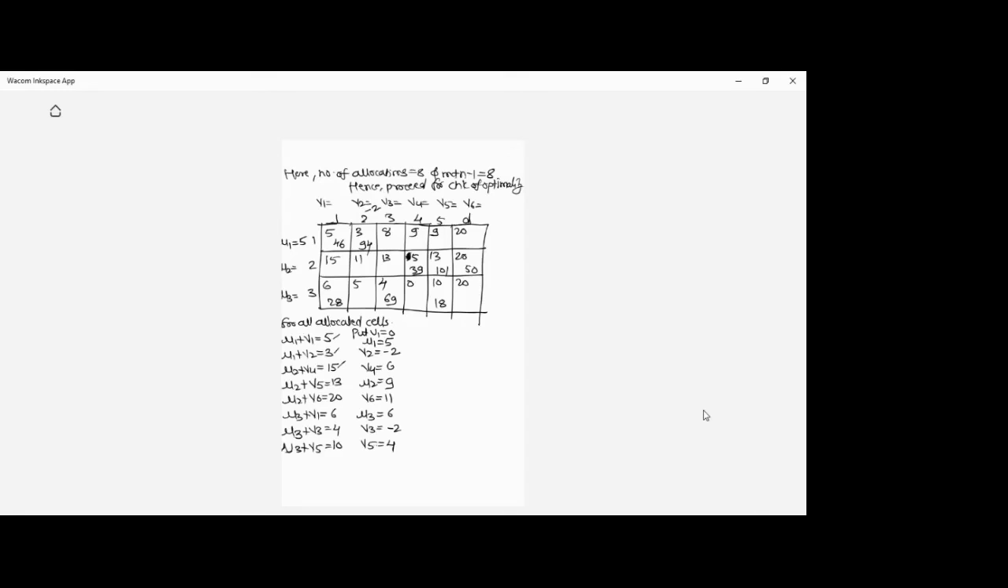I'll be checking it: 13, 20, 6, 4, 9. Okay, all other values are okay. So U2 plus V4 is equal to 5, U2 plus V5 is equal to 13, U2 plus V6 is equal to 20, U3 plus V1 is equal to 6, U3 plus V3 is equal to 4, U3 plus V5 is equal to 10, right? So according to that, V5 is equal to 4, V3 is equal to minus 2, U3 is equal to 6, V6 is equal to 11, U2 is equal to 9, right?